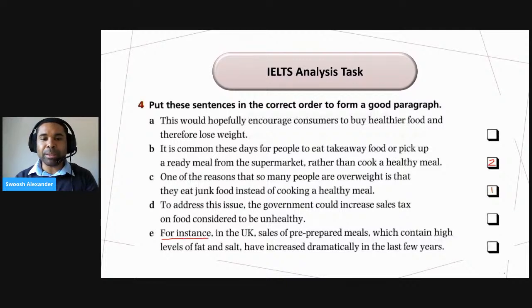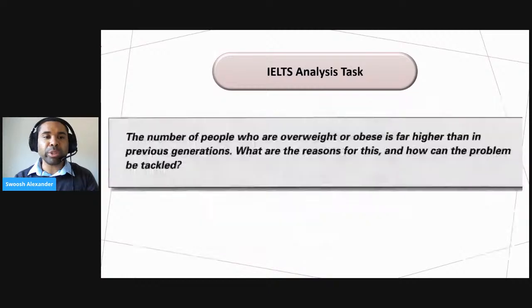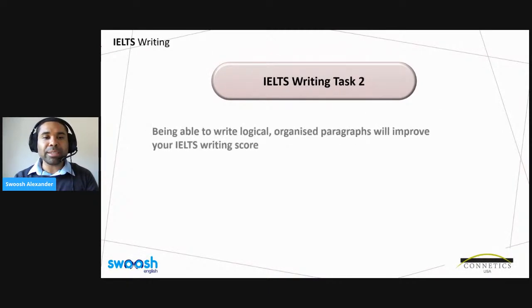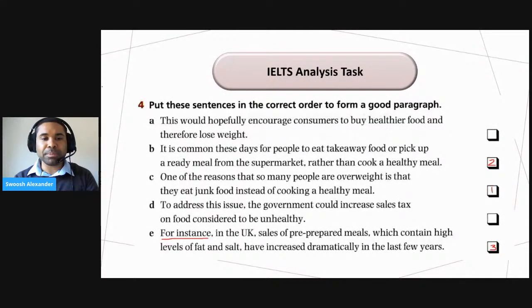And looking at pre-prepared meals and the fact they contain high levels of fat and salt. Yeah, they've increased dramatically, it says here, in the last few years. So it provides an example of people eating more junk food now, perhaps than they did in the past. So great. We've got the first three sentences. So for sentence number 4, now what we want to do, if we check this, is to move on to look at the solution. So what is the solution to this problem?